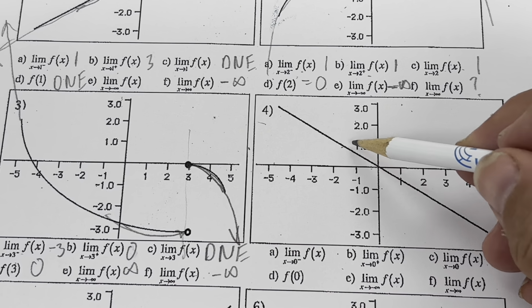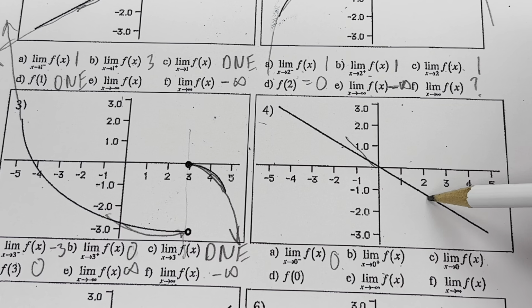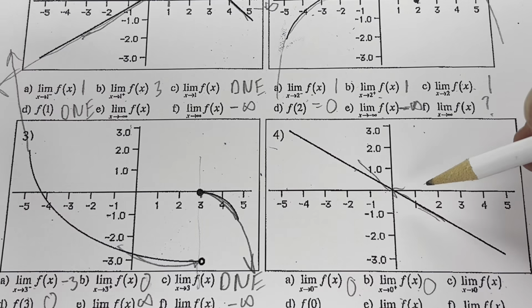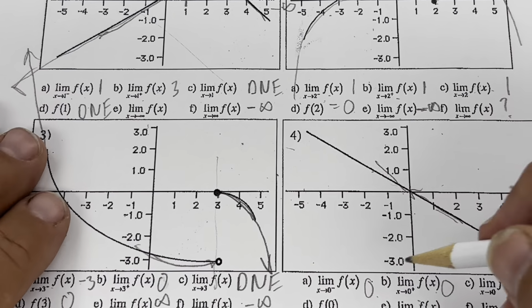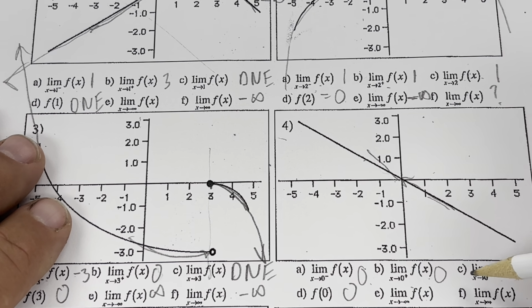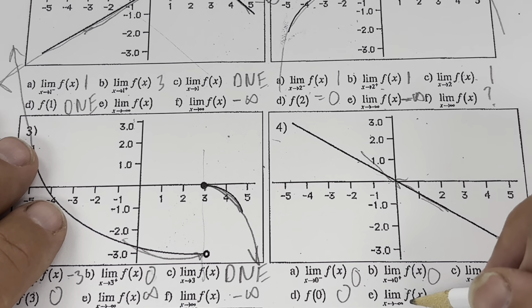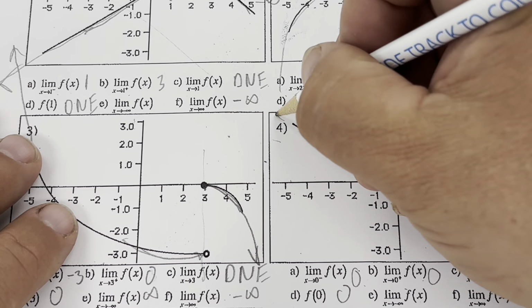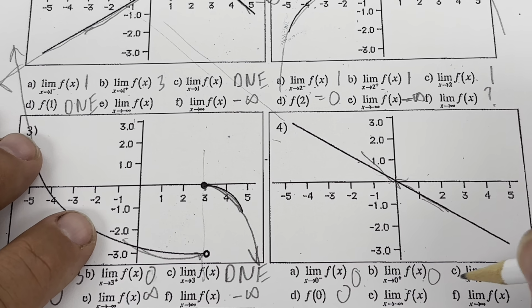Limit as x approaches 0 from the left is 0. 0 from the right is 0. 0 from both sides is 0. F of 0 is 0. Limit as x approaches negative infinity. As x approaches negative infinity, y approaches infinity. Limit as x approaches infinity. So as x goes to the right, y goes down.